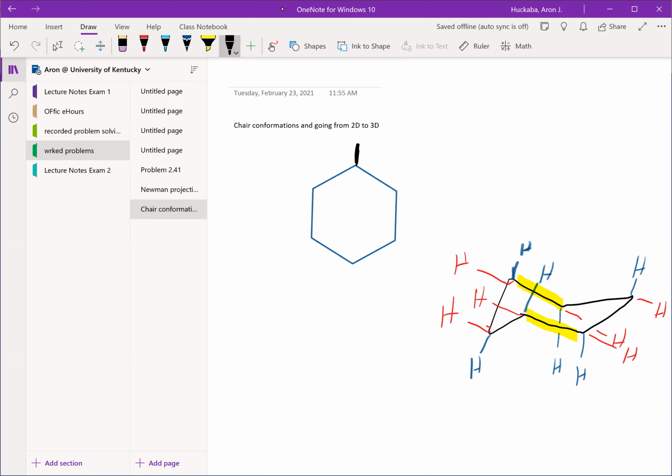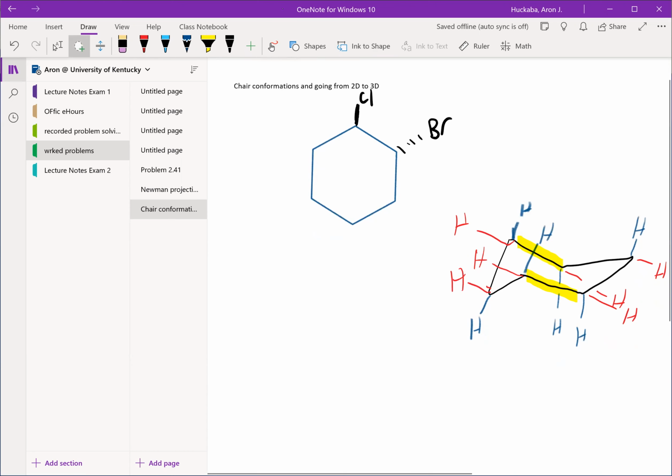All right, so the reason why we're having this tutorial is because sometimes you need to look at a structure like this, and you need to be able to turn that into a chair conformation. Or you need to be able to look at a chair conformation, and you need to be able to turn that structure into a 2D wedge-dash cyclohexane structure. So let's have a look and see how we can do that and how we can systematically do this each time without fail.